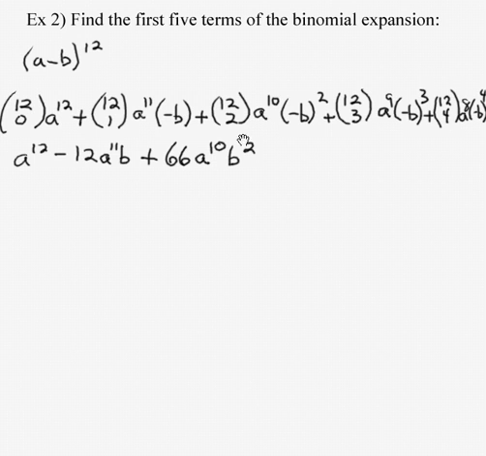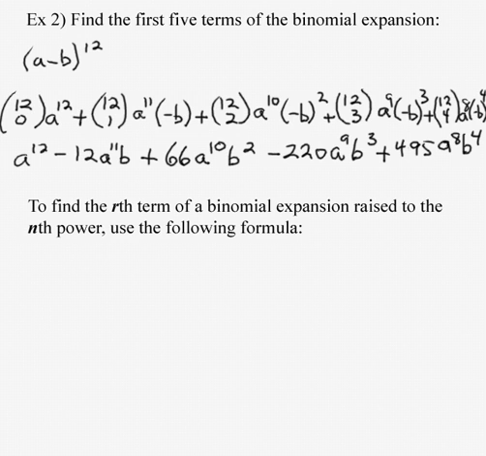Times a to the 10th, and then this negative b squared stays positive. 12 choose 3 is 220, but that's times a negative b, so that's negative 220, and that's a to the 9th, b to the 3rd. And then the next, we're going to have 12 choose 4 is 495, a to the 8th, b to the 4th.